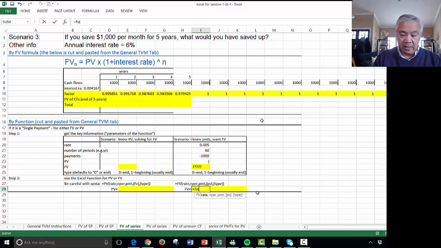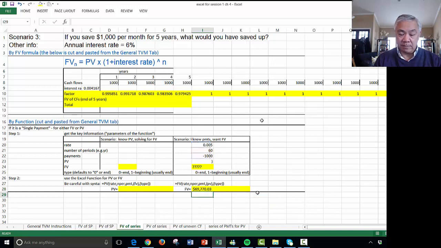Equals FV, open parens. Again, this is going to get boring. The rate, but remember it's a monthly rate, so it's the annual rate divided by 12. The number of periods, 60 months, not years, comma. Then what is the payment amount? Negative $1,000. We're paying out. What is the PV? There's no additional PV. And then what is the type? We'll take the default, close parens, enter.